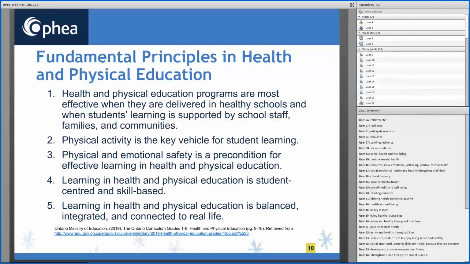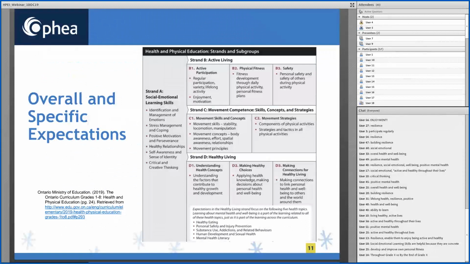And we want to consider things like maximizing participation in all of your students. Are you providing differentiated opportunities? Are activities reflective of students' diverse backgrounds? So the fundamental principles are something we want to take into consideration and apply when we're doing any planning around health and physical education.